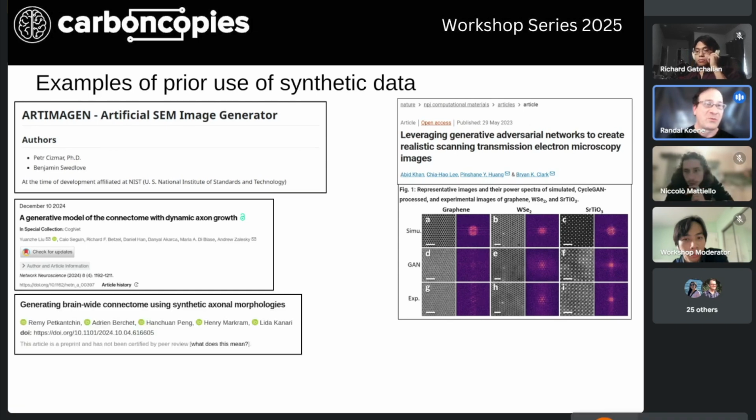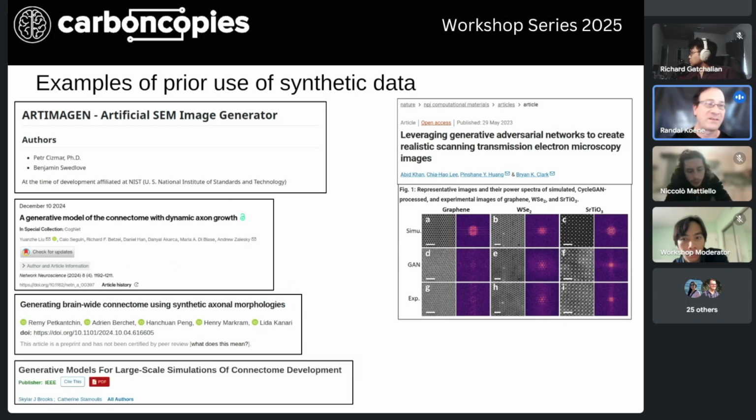In generating brain-wide connectome using synthetic axonal morphologies, synthetic data is used to study the relationship between healthy and pathological local and long-range connectivity, spanning scales usually addressed by either EM or MRI, i.e. both projectome and connectome. And in generative models for large-scale simulations of connectome development, the authors specifically point out the problem that knowledge of the ground truth topology of the connectome is lacking, which stands in the way of exploring processes at scale regarding development, aging, and neuropathologies. Biologically meaningful simulations using synthetic graphs with controllable parameters can complement real data analysis and provide critical insights. Generative models can be highly valuable tools for creating large data sets of synthetic graphs with known characteristics.